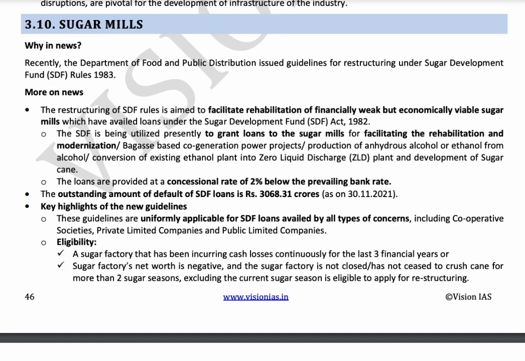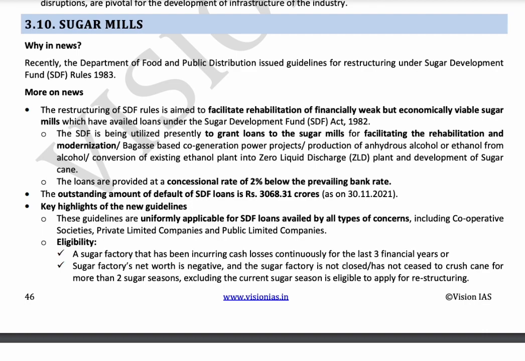So sugar mills which are weak are supported financially under the Sugar Development Fund rules of 1983. If a sugar factory has faced losses continuously for the last 3 financial years, or if the sugar factory's net worth is negative but still is not closed, then they are eligible to apply for restructuring of the sugar factory under the Sugar Development Rules of 1983.